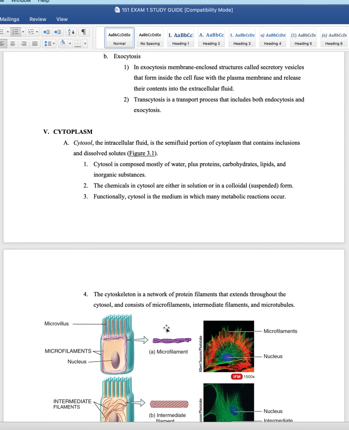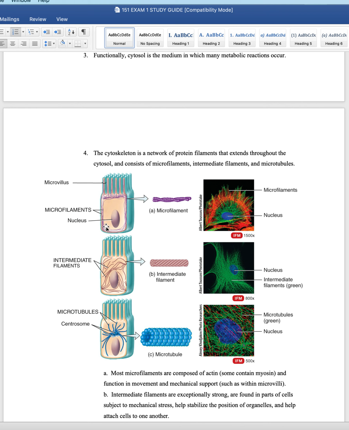Again, the cytoplasm is split up into the cytosol and the organelles. Cytosol is the intracellular fluid, and the organelles include multiple things, including the cytoskeleton. The cytoskeleton is a protein filament fiber. We have microfilaments, intermediate filaments, and microtubules. Microfilaments are found at the outside of the cell. These are structural proteins that help scaffold to push the cell outward. Intermediate filaments are found within the cell.